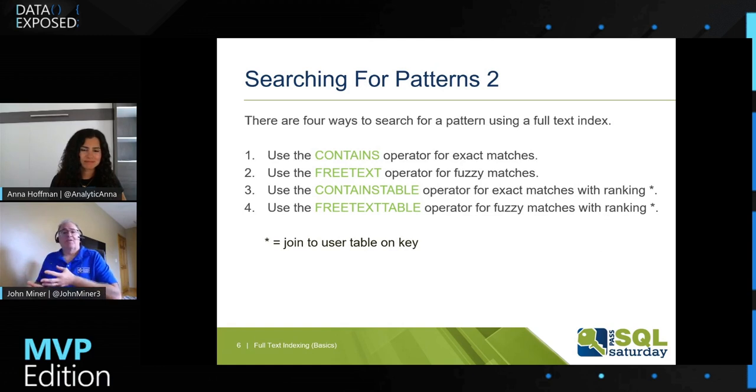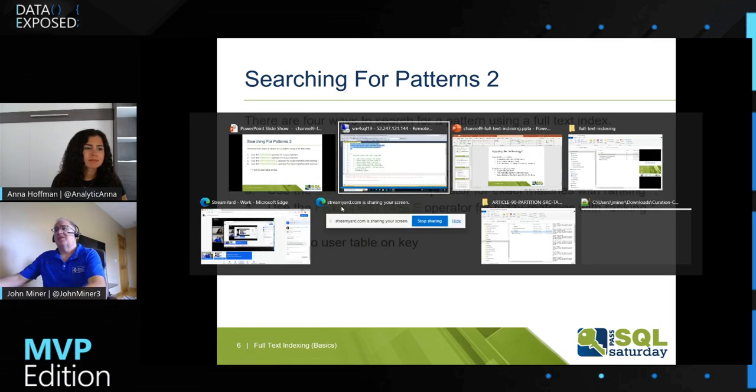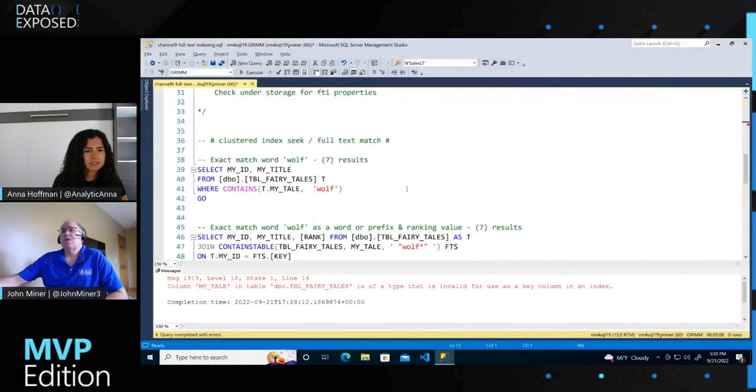There are a bunch of keywords that allow us to now use a function call instead of an actual index search, and that function call returns a full table value result, which gives us the pointers to where the data is. CONTAINS is for exact matches, FREETEXT is for fuzzy. CONTAINSTABLE and FREETEXTTABLE are the same thing, but the only difference is that they add ranking. So tabbing back to the demo, let's take a look.